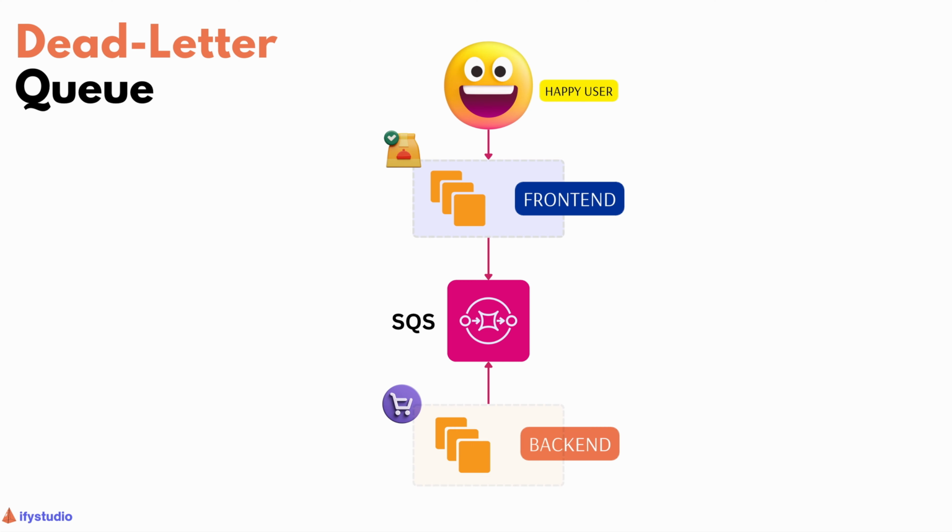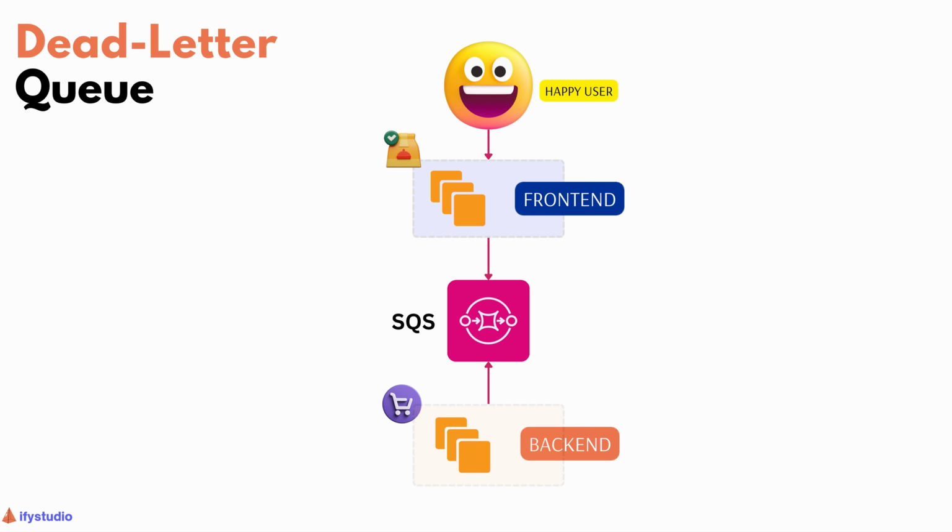Now, let's visualize how a dead letter queue operates within a messaging based application system. I'm sure you must be very familiar with this graphic by now. So once again, we have a happy user at the top with an EC2 instance serving as a front end of our application and another EC2 instance acting as the backend. The front end sends messages to SQS while the backend reads or pulls those messages from the queue.